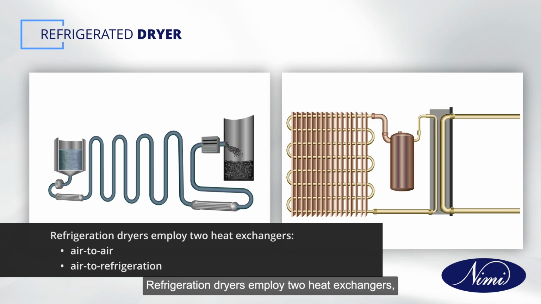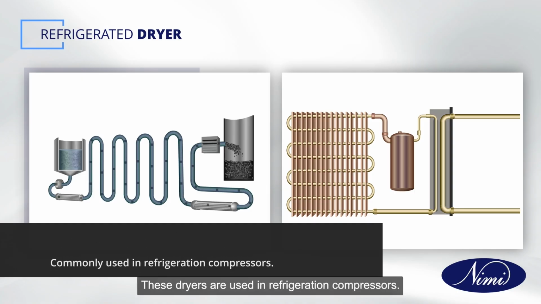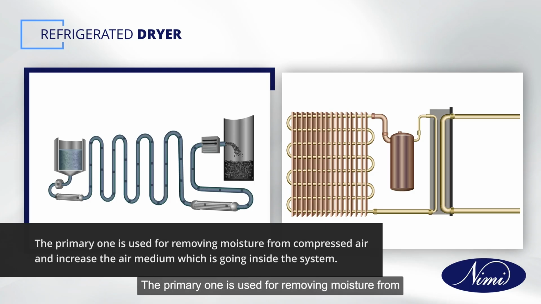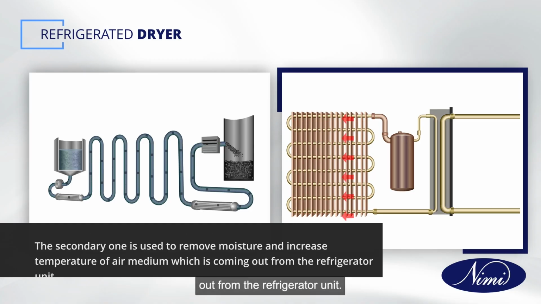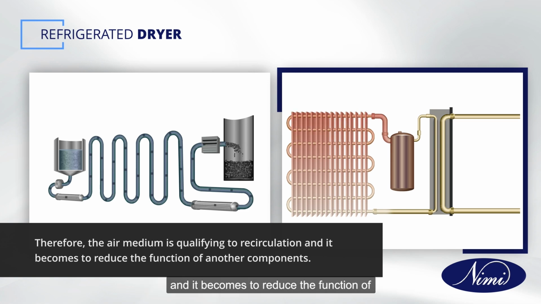Refrigeration dryers employ two heat exchangers, one for air to air and the other one for air to refrigerant. These dryers are used with refrigeration compressors. The primary one is used for removing moisture from compressed air and cooling the air medium which is going inside the system. The secondary one is used to remove moisture and increase the temperature of the air medium which is coming out from the refrigerator unit. Therefore, the air medium qualifies for recirculation and it reduces the malfunction of other components.